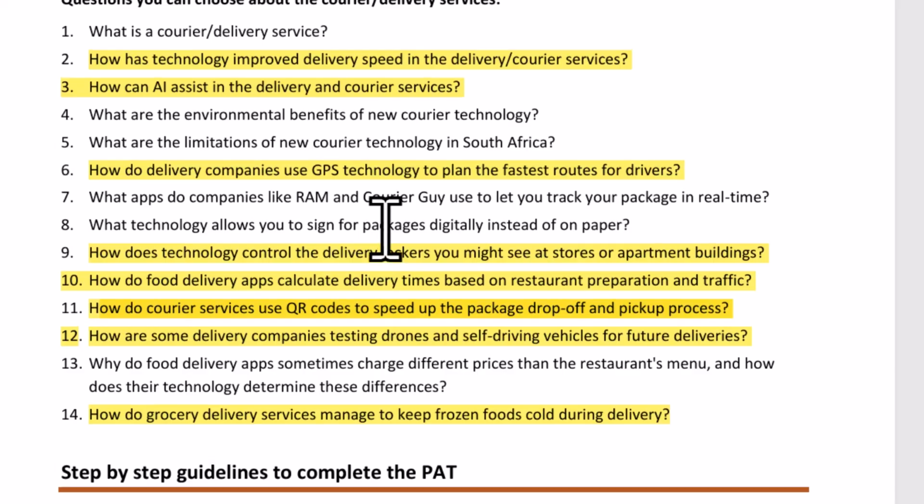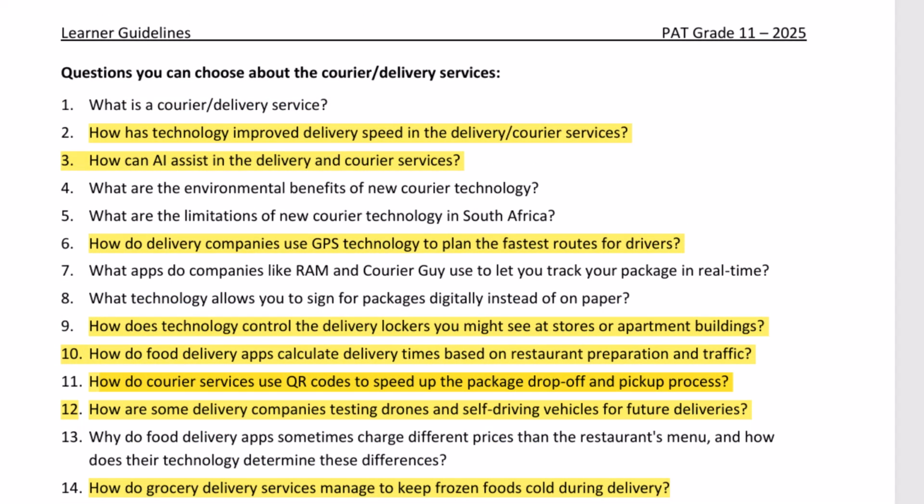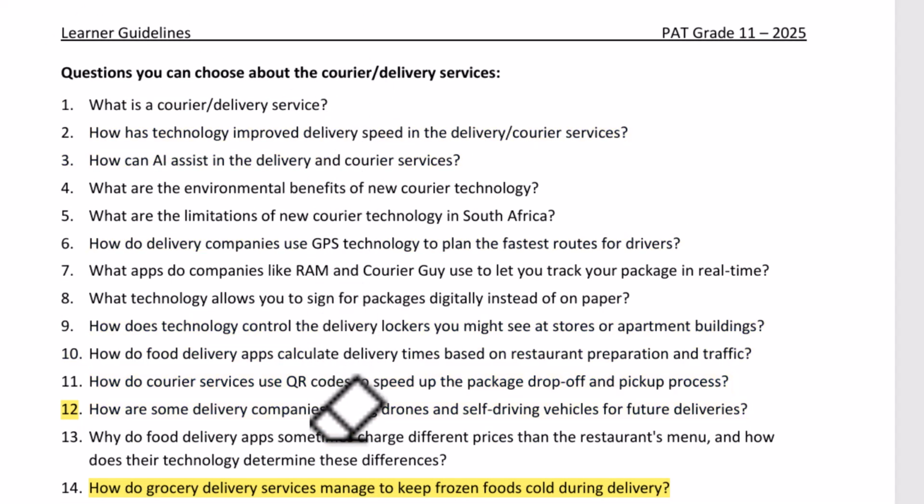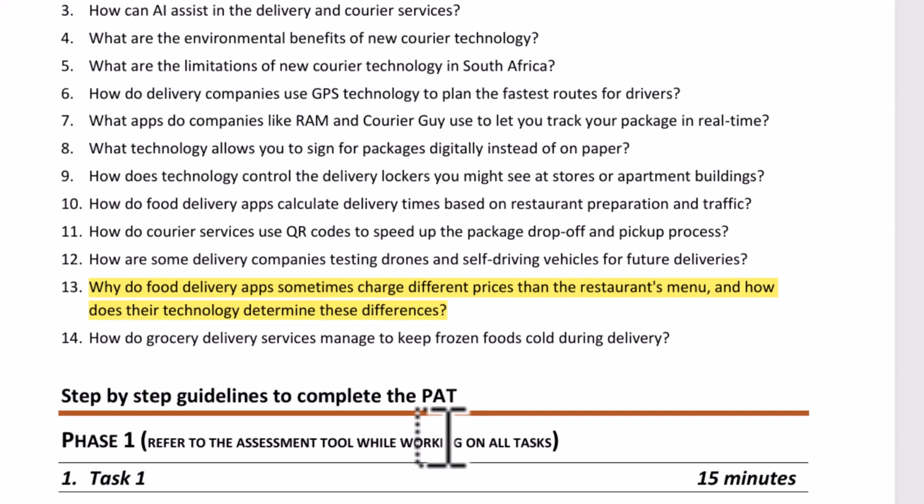All right, so if we go back up again and we look at some more of our questions. Right, so if you don't mind, I'm going to use my eraser here again. Right. Now, let's look at the why questions. So if I look here, I've got a why. I've only got one here. Let's just see what they are saying. Why do food delivery apps sometimes charge different prices than the restaurant's menu? And how does their technology determine the differences?